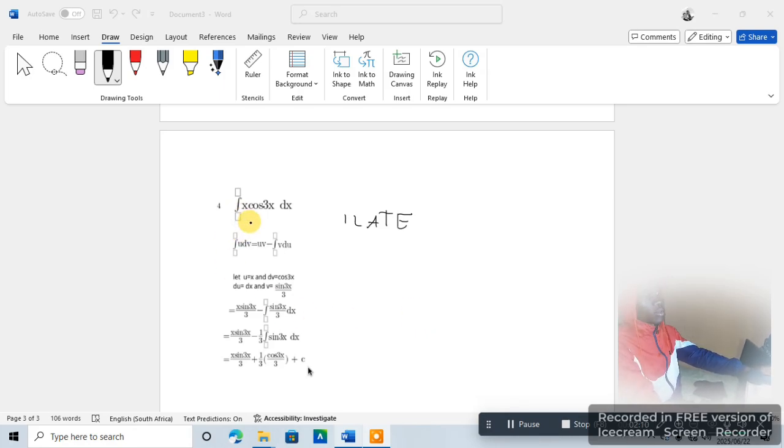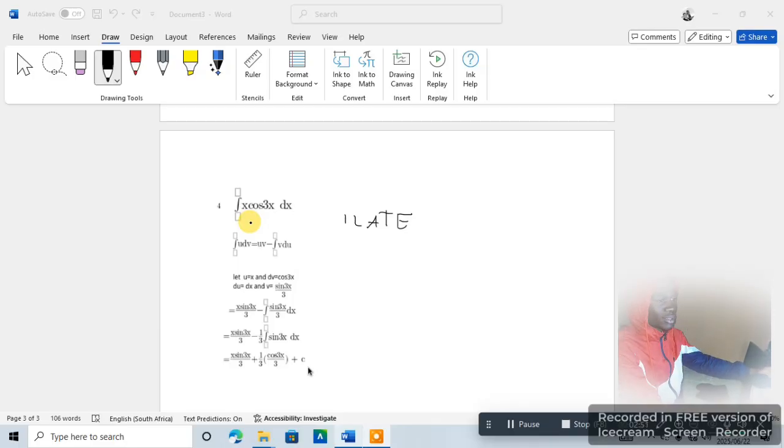Before you can solve a problem in integration by parts, there is a memory aid that we use, called ILATE. ILATE is the abbreviation. Each letter has its own meaning. I stands for inverse trigonometry function, L stands for logarithm function, A stands for algebraic function, T stands for trigonometry function, and E stands for exponential function. An example of inverse trigonometry is arctan, arcsine, those are inverse trigonometry functions.